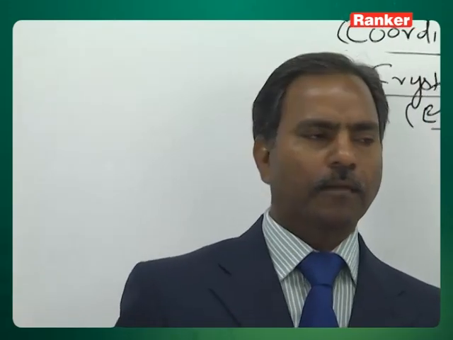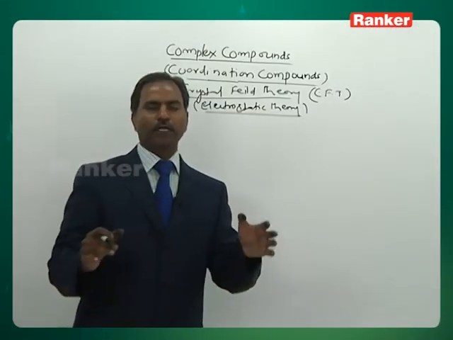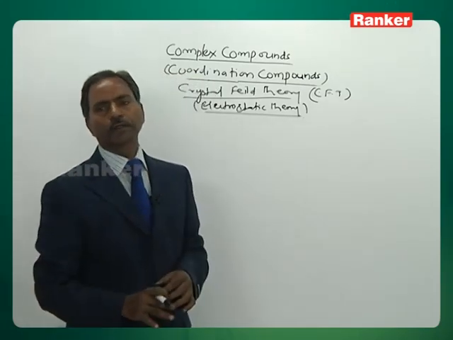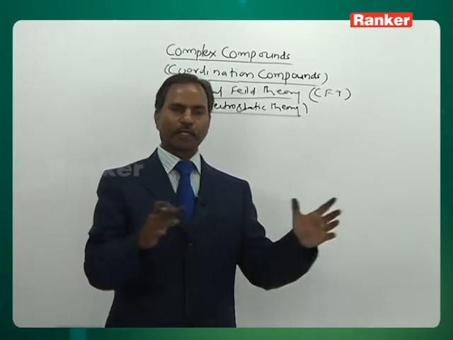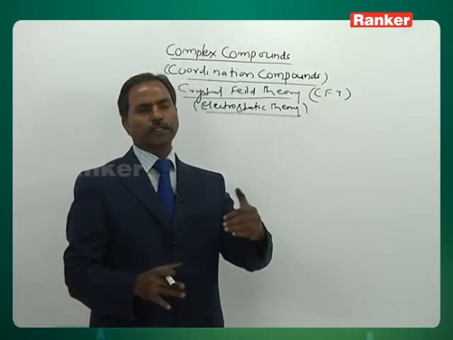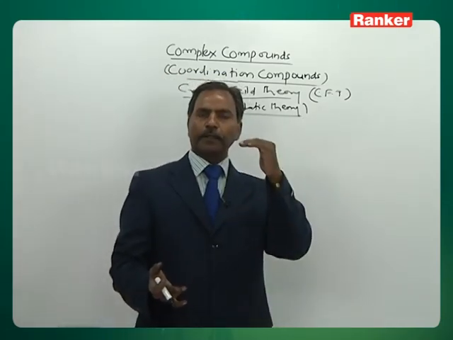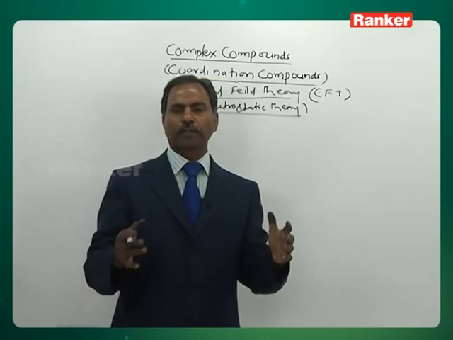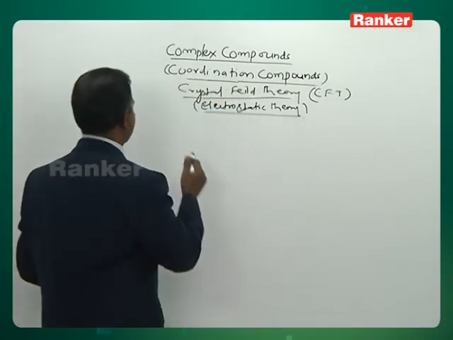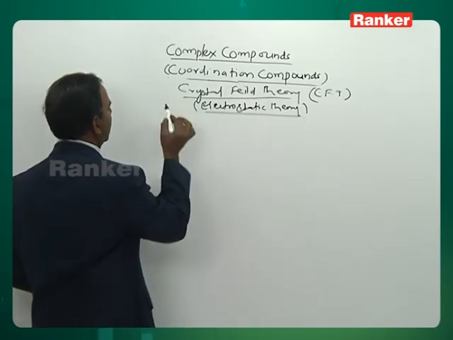Now, we have completed the postulates of crystal field theory. Now, let us see how, under the influence of a particular ligand, the d orbitals split into different energy levels. The splitting takes place under the influence of ligands in octahedral geometry, tetrahedral geometry, and square planar geometry. How is this splitting taking place? Let me show the splitting of d orbitals in octahedral geometry.